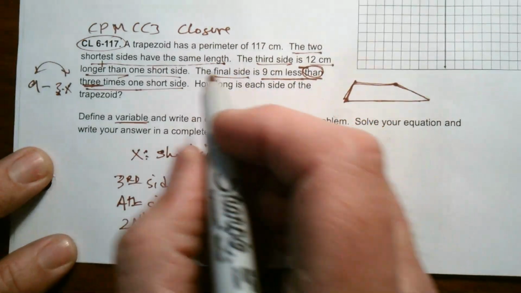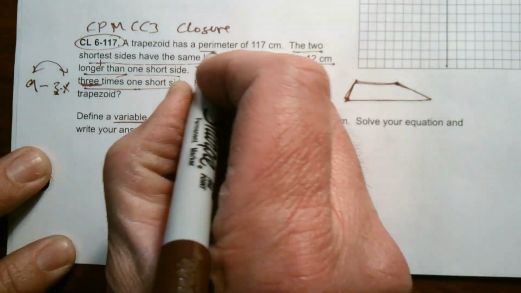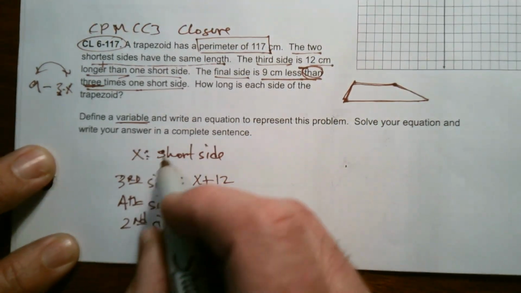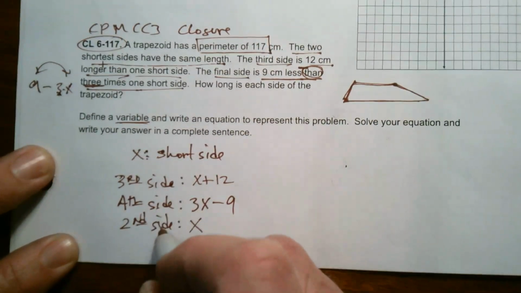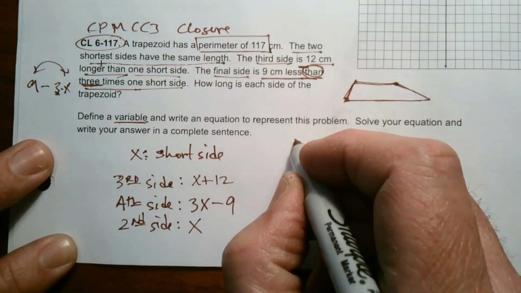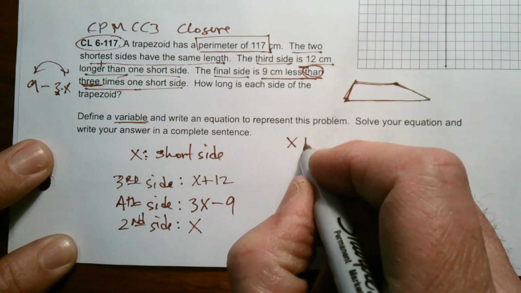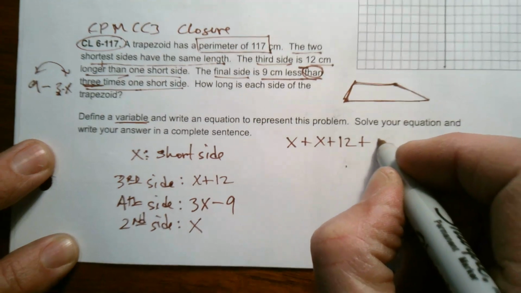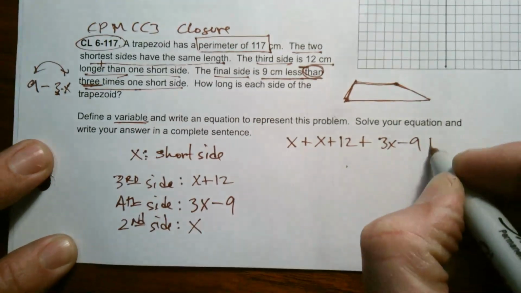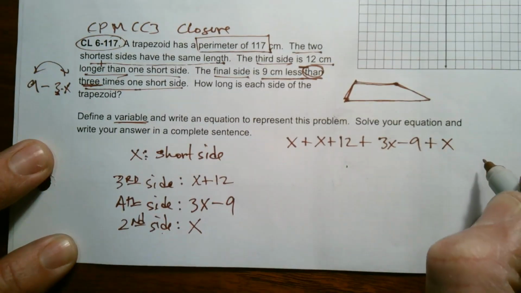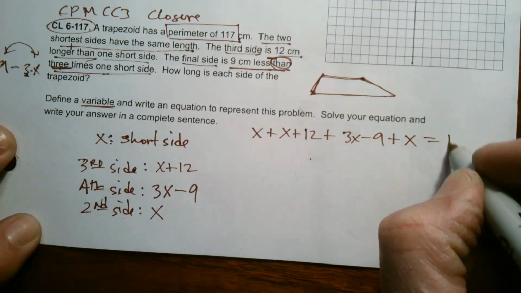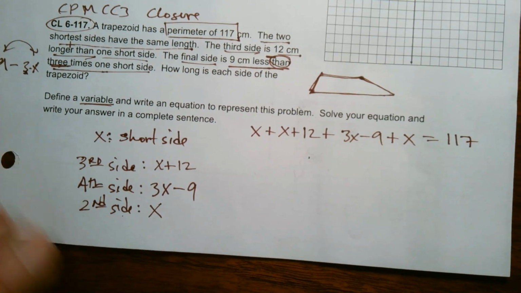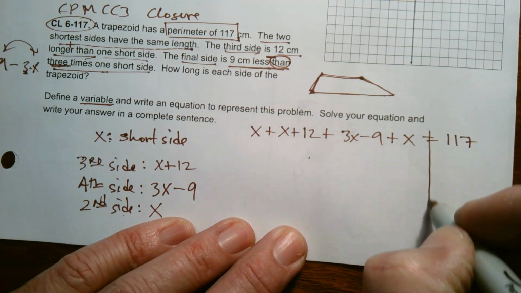So how do I get my equation? They tell me the perimeter is 117. So this plus this plus this plus this is 117. I'm going to add my short side plus my third side plus my fourth side plus that second side. All of that is equal to 117. That's the equation I have to solve to find x. All right, let's finish this.